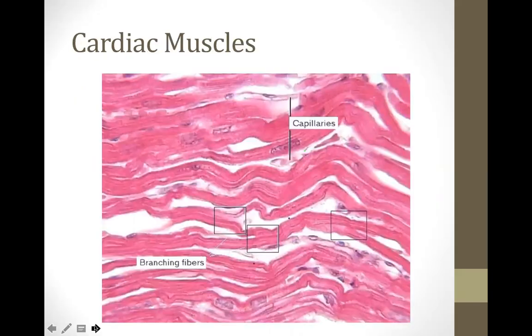Now this is a picture showing you the characteristic cardiac muscle cells. They are elongated with branching ends. We mentioned this is its fiber, and it branches out. Unlike skeletal muscle, which has blunt ends, cardiac muscle cells have branching ends. In between these fibers are your blood vessels. These are your capillaries.